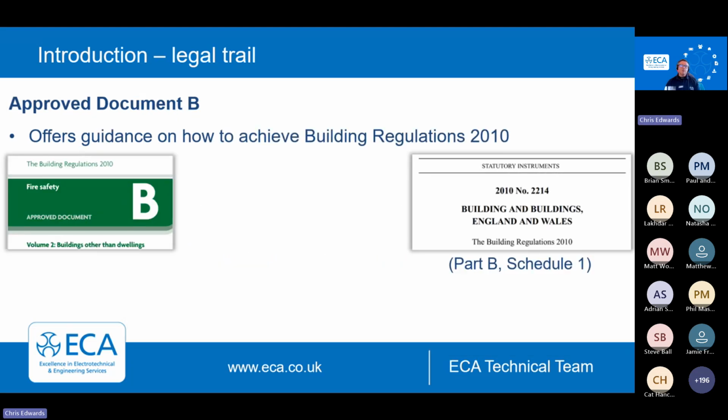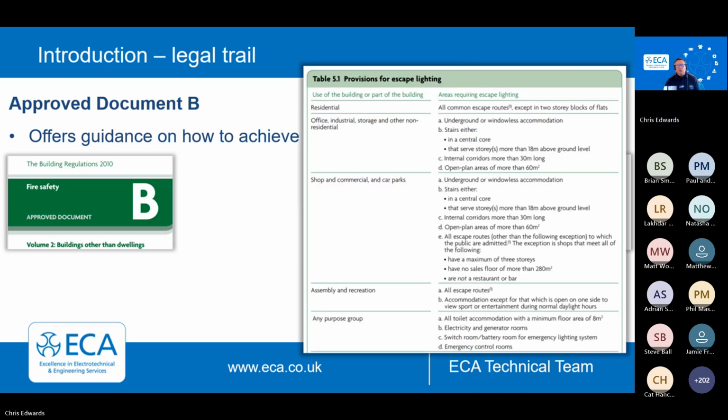But we've also, of course, got approved document B. Approved document is a guidance note, effectively, which informs readers of how you can meet the requirements of the building regulations. The building regulations, of course, is another statutory requirement. And with regard to approved document B, it refers back to a particular part of the building regulations. Now, within document B, there's this useful table which identifies where you would need emergency escape lighting. I'm not going to go through that. I'm just going to signpost it for you. Table 5.1 if you're interested.